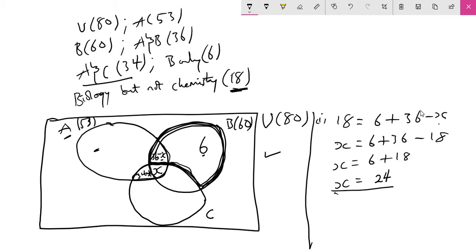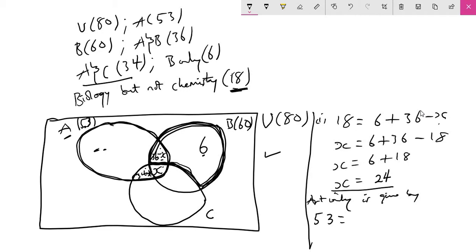Now remember that the total for art is this circle, and the total is 53. So this here plus this portion plus that portion plus that portion must add up to 53. So art only is given by 53, okay, 53 must be equal to art only.